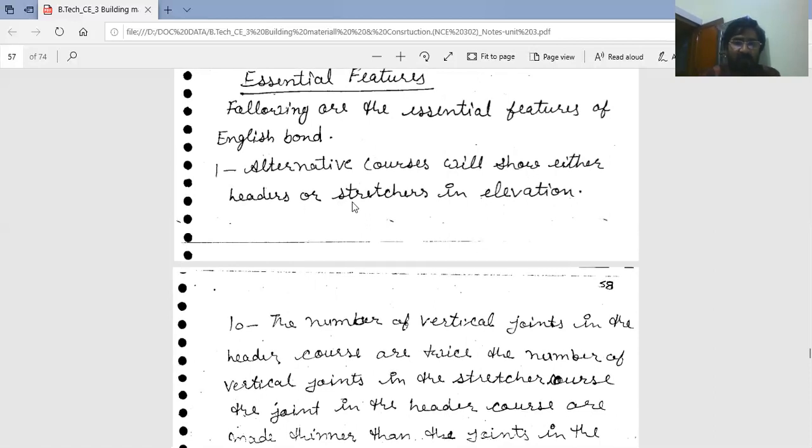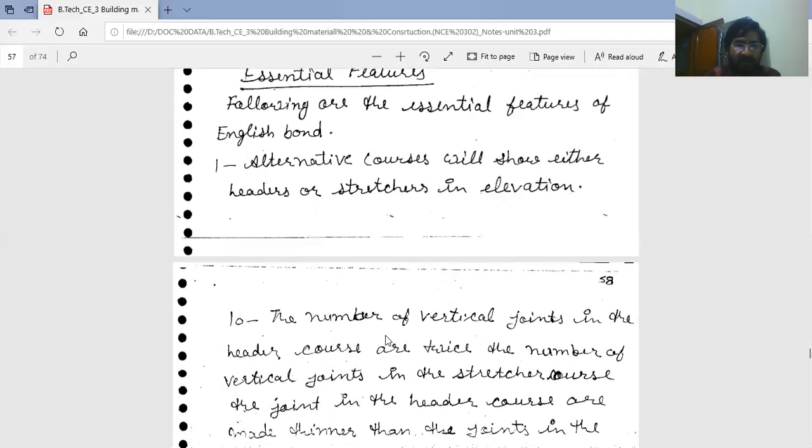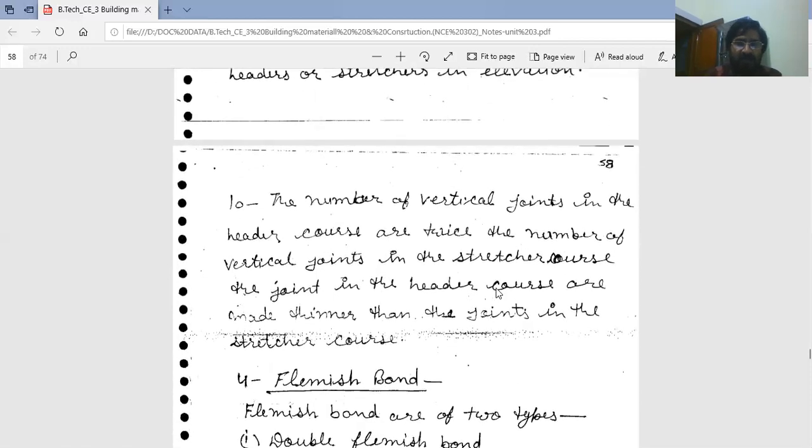Alternate courses will show either header or stretcher in elevation. The number of vertical joints in the header course is twice the number of vertical joints in the stretcher course. The joints in the header course are made thinner than the joints in the stretcher course. This is the English bond.